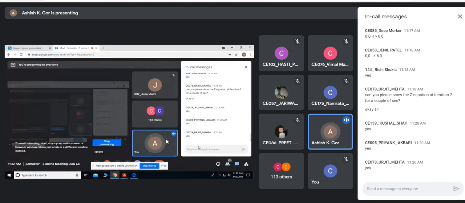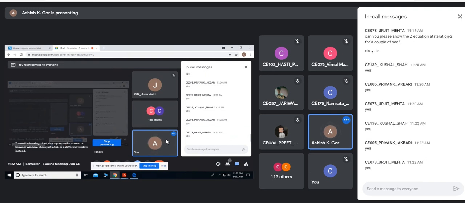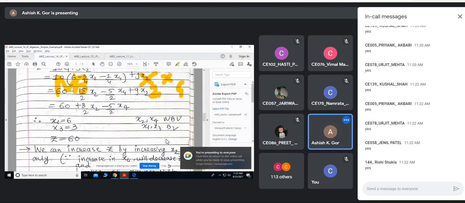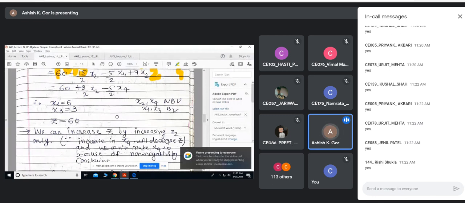So are you getting that we have not reached the terminating condition yet? That can be understood from the Z equation. Priyank, Urjit, Kushal, getting this? Janit, Janil. Okay, fine. So this is the way to check. So Z is this, so I can still improve x2.